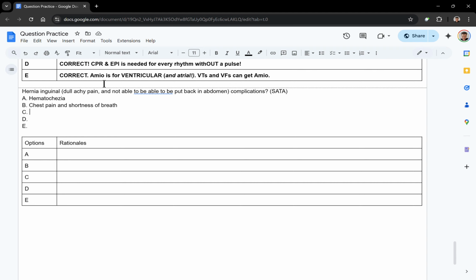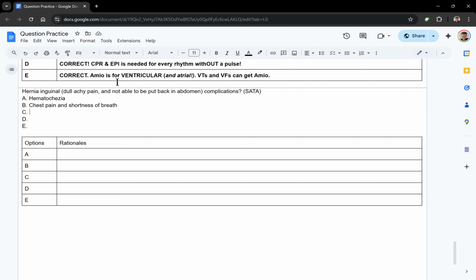Isn't it no. Well, hematochezia is coughing, right? Oh wait. What? Isn't hematochezia the only thing? Is hematochezia the rectum? Mm-hmm. Oh, okay. Hematemesis.